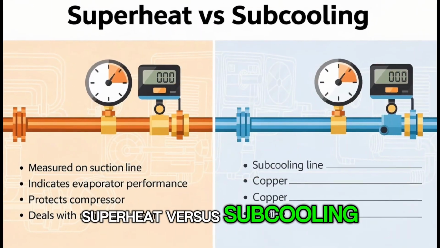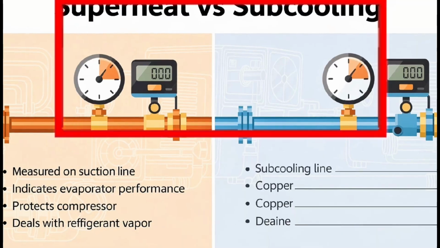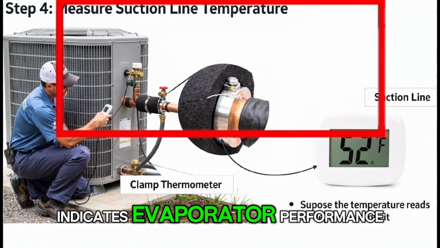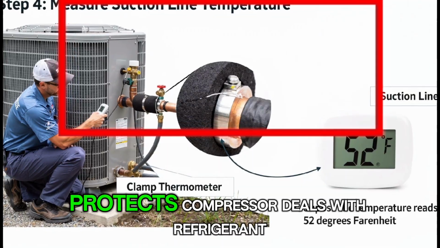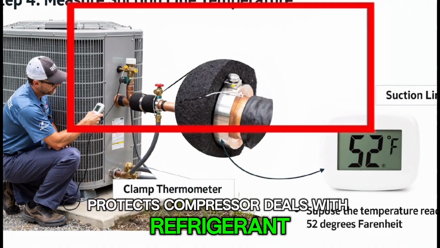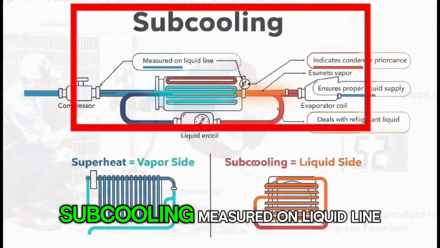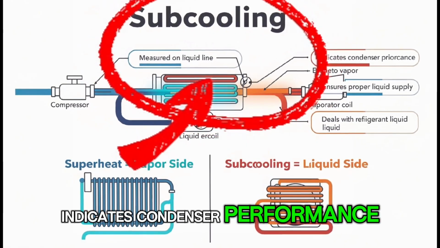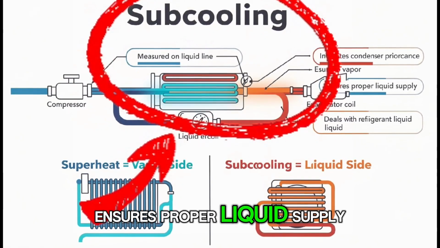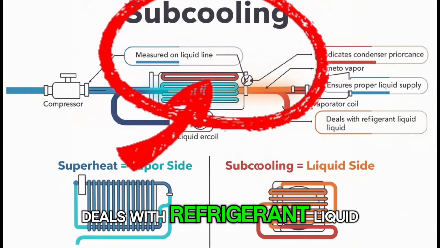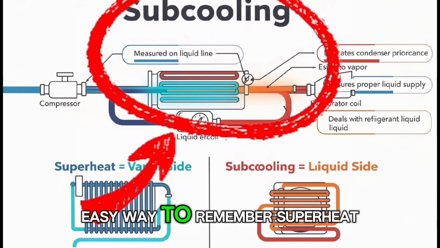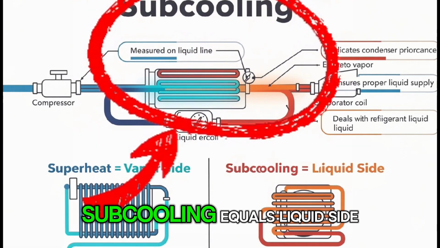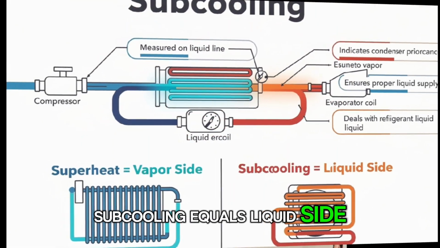Superheat versus subcooling. Let's compare them. Superheat, measured on suction line, indicates evaporator performance, protects compressor, deals with refrigerant vapor. Subcooling, measured on liquid line, indicates condenser performance, ensures proper liquid supply, deals with refrigerant liquid. Easy way to remember: superheat equals vapor side, subcooling equals liquid side.